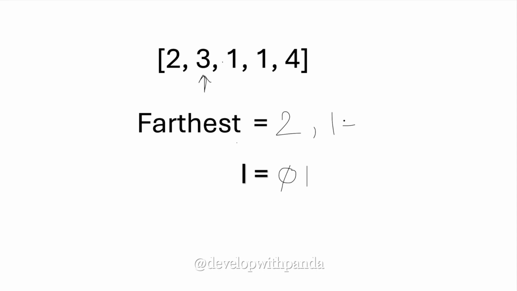So 1 plus 3 will be 4. And 4 is greater than 2, so we will update the furthest value to 4. And the 4 jumps can reach us to the last index. So the loop breaks early and it returns true.